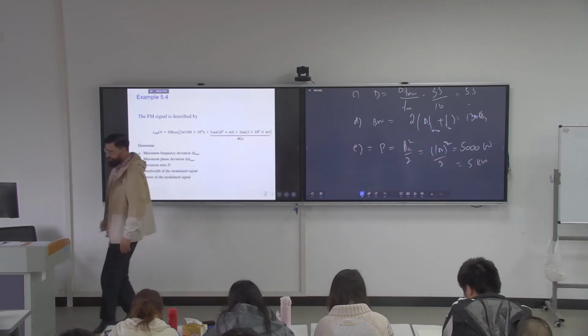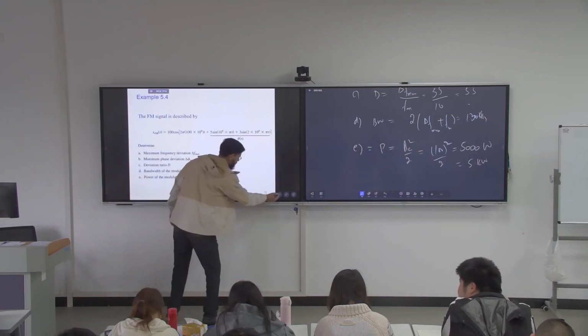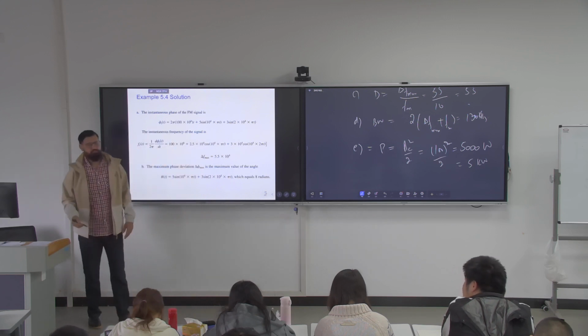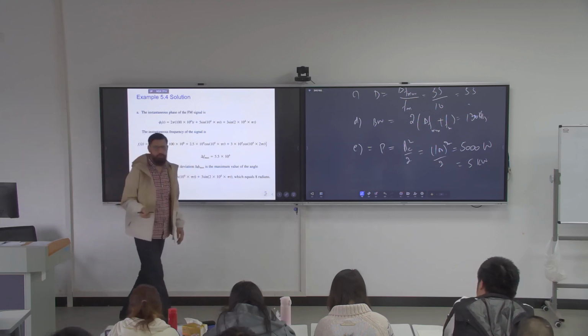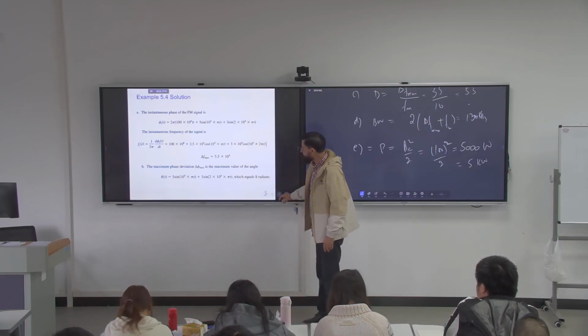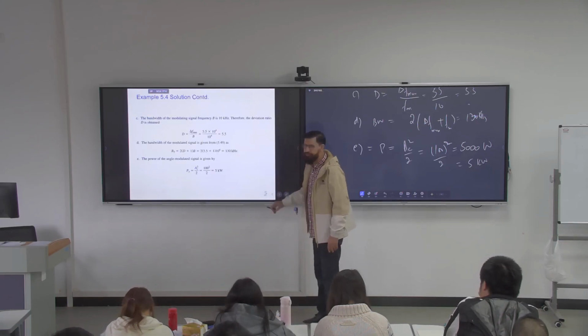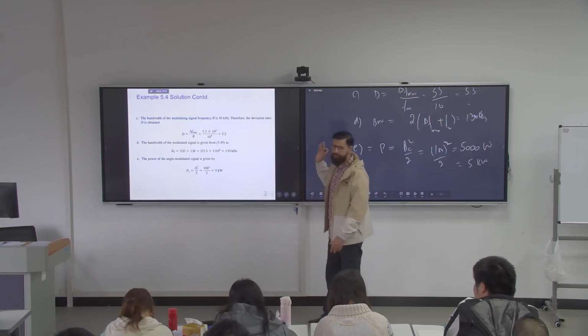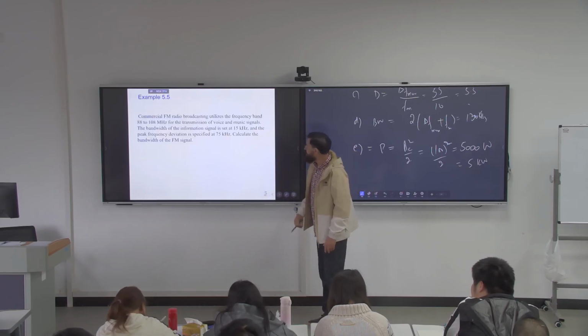So here is the solution of this question. We have done already all the questions, right? This is what we do. Power is 5 kilowatts, 5,000 watts. Now, next question.